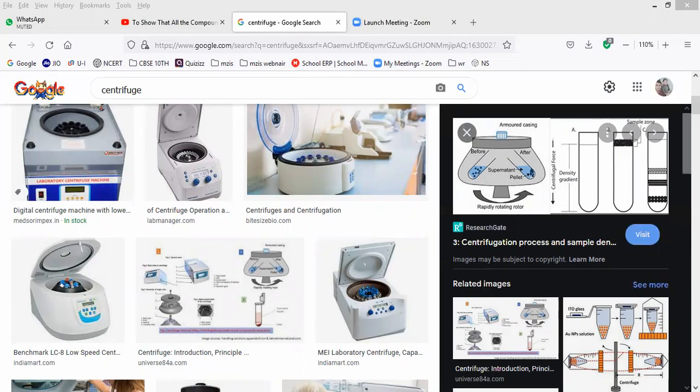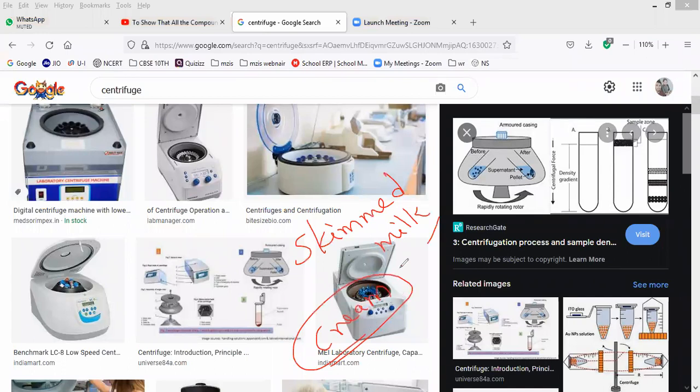Skimmed milk means milk which is free from the cream. Once the cream is separated, the remaining milk is called skimmed milk. What is the spelling? S-K-I-M-M-E-D. Skimmed milk, we can say. So the cream is separated out and the milk is separated out. This is what we call cream, and this is called skimmed milk. Is it okay?